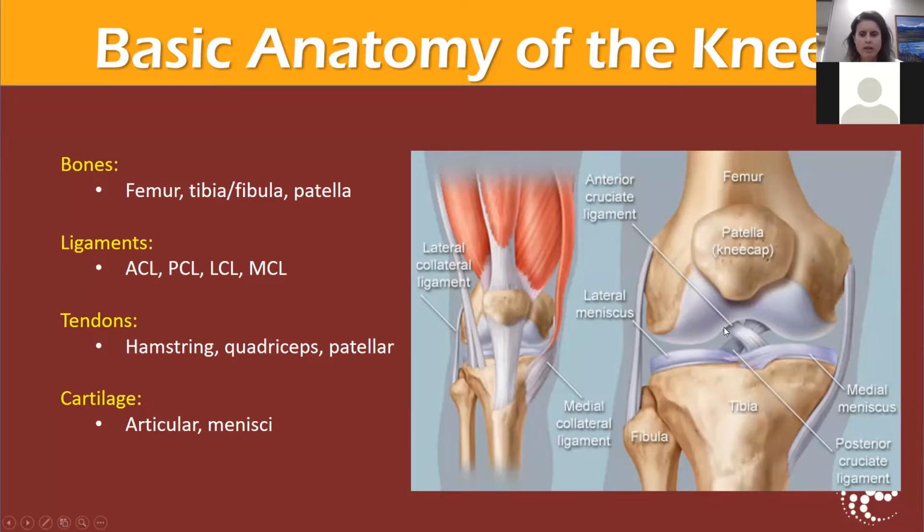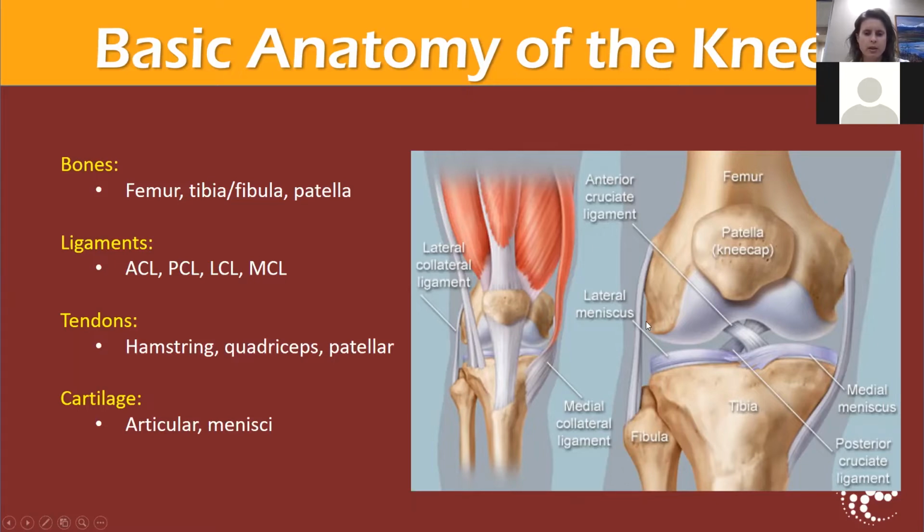And we have the ligaments. So we have the two in the middle, which are the anterior cruciate or ACL and posterior cruciate or PCL. We have the MCL, which is the one on the inner part of the knee, the medial collateral ligament, and the LCL, which is on the outer part of the knee, or the lateral collateral ligament. And then there are tendons that are involved in knee mechanics and function, primarily the hamstrings, the quadriceps, and the patellar tendons.